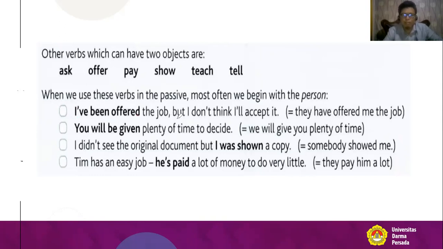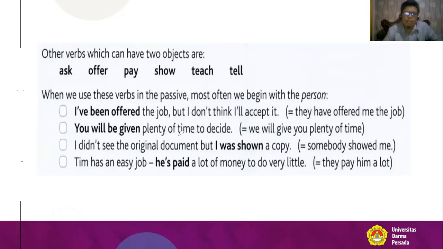I've been offered a job, but I don't think I'll accept it. So that means they have offered me the job. Offered, and then we have me, and then we have the job. That means two objects. So you say I, me. So you say I've been offered. Focus on the person.